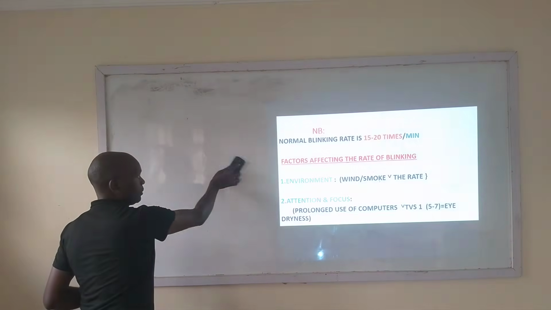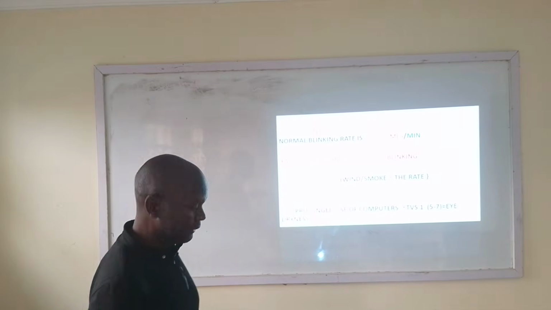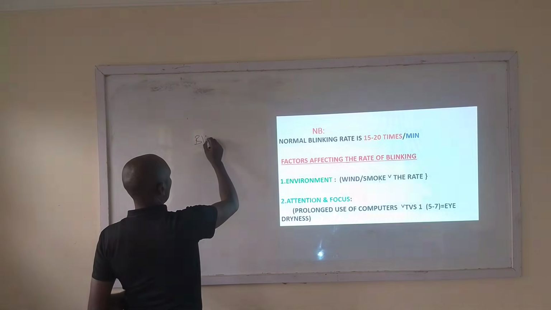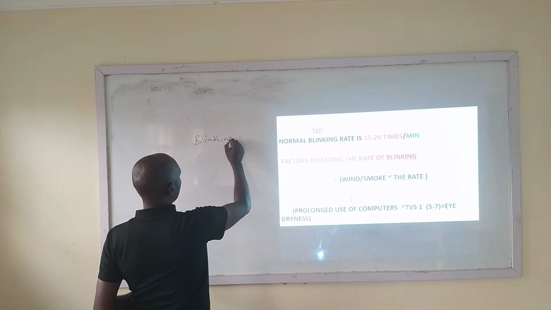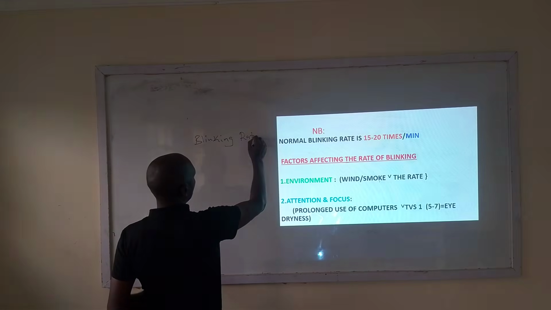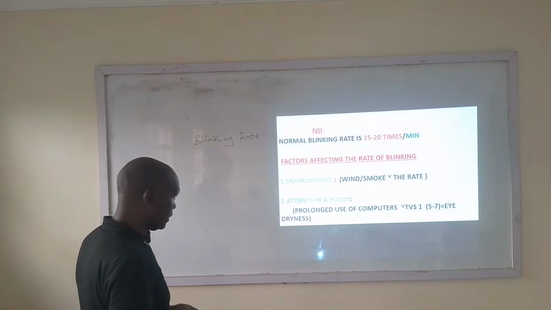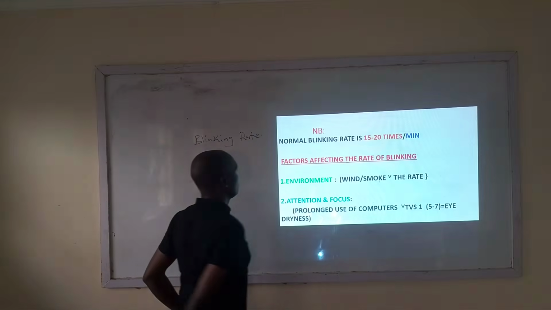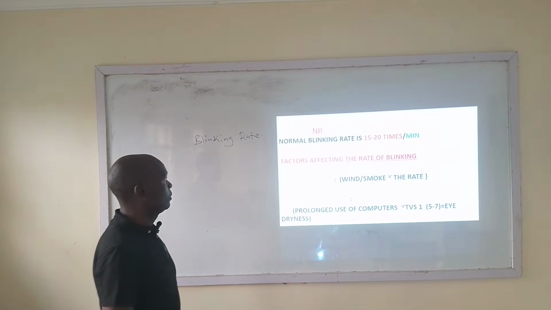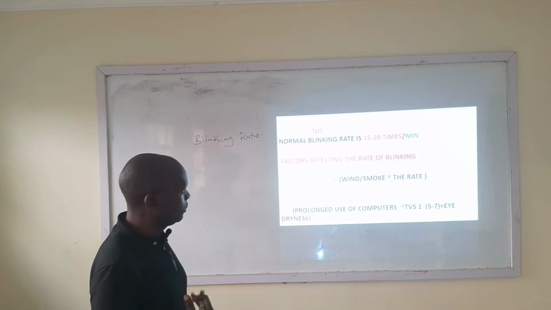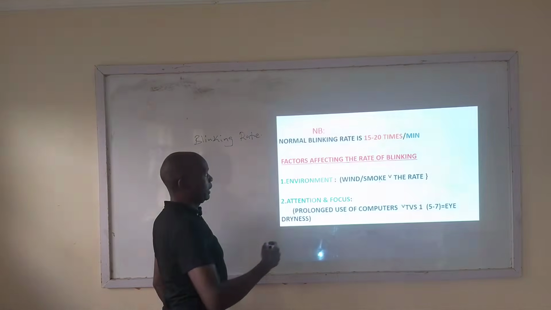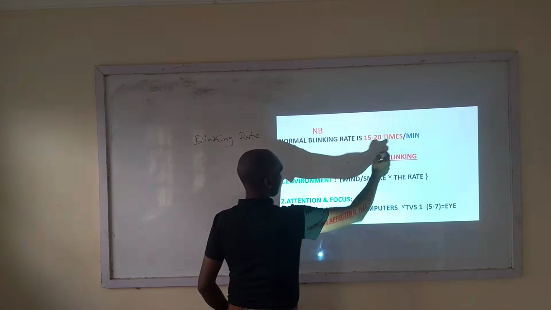We can now talk about the blinking. So the normal blinking rate is actually 15 to 20 times in 1 minute. So in a normal environment, a person is supposed to blink 15 to 20 times in 1 minute.